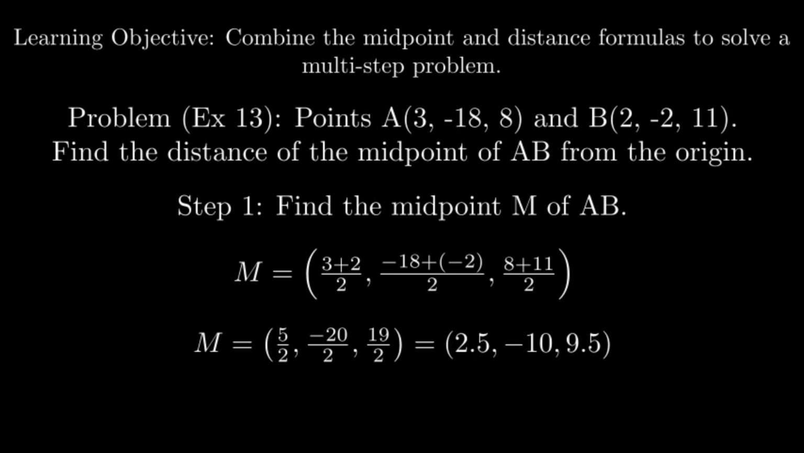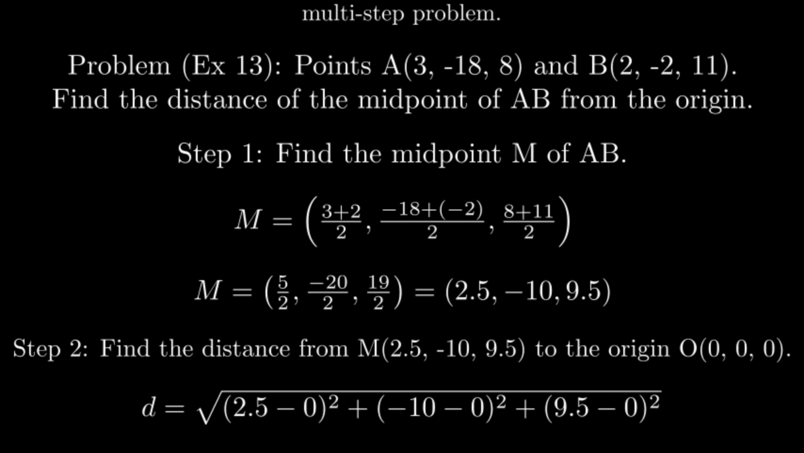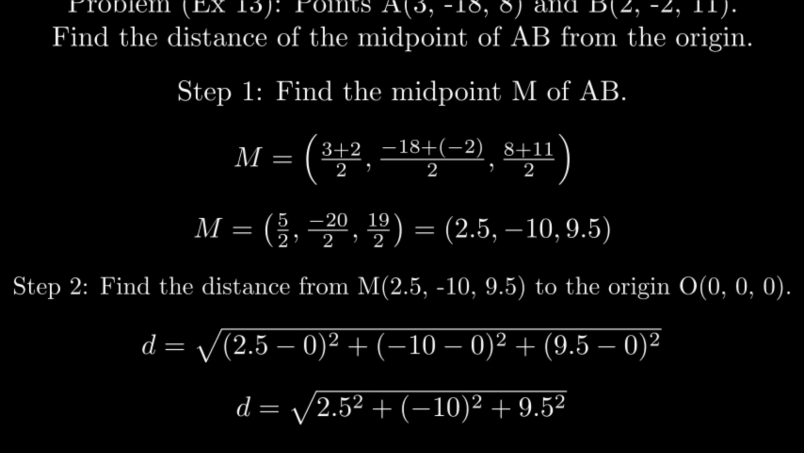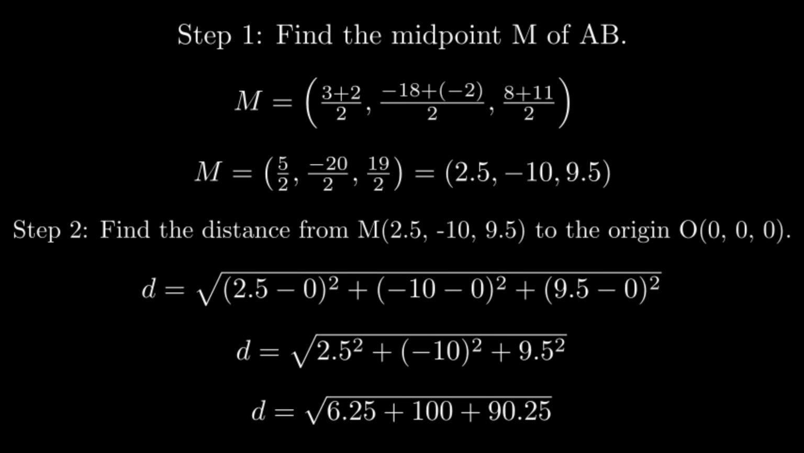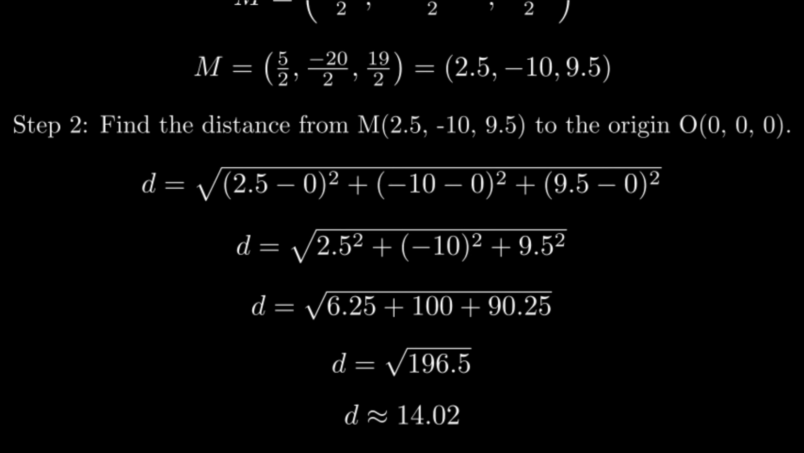Now what's the second step? We need to find the distance from this midpoint, M, to the origin. Step 2 is to find the distance between M and the origin, which has coordinates (0, 0, 0). For this, we'll use our distance formula. The distance d is the square root of (2.5 - 0)² + (-10 - 0)² + (9.5 - 0)². This simplifies nicely to the square root of 2.5² + (-10)² + 9.5². Calculating the squares, we get the square root of 6.25 + 100 + 90.25. Adding those up, we find the distance is the square root of 196.5, which is approximately 14.02 units.